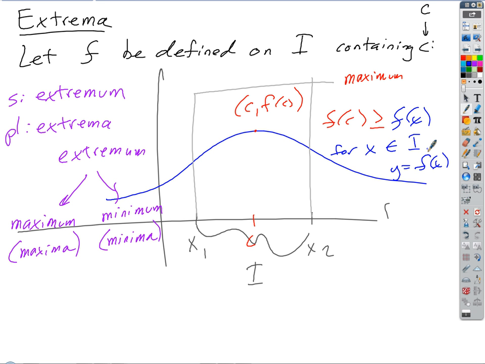How would we change that to a minimum? Just flip it. Yeah, if it's less than or equal to. Okay, good. So that's our mathematical definition of an extrema, a maximum or minimum.